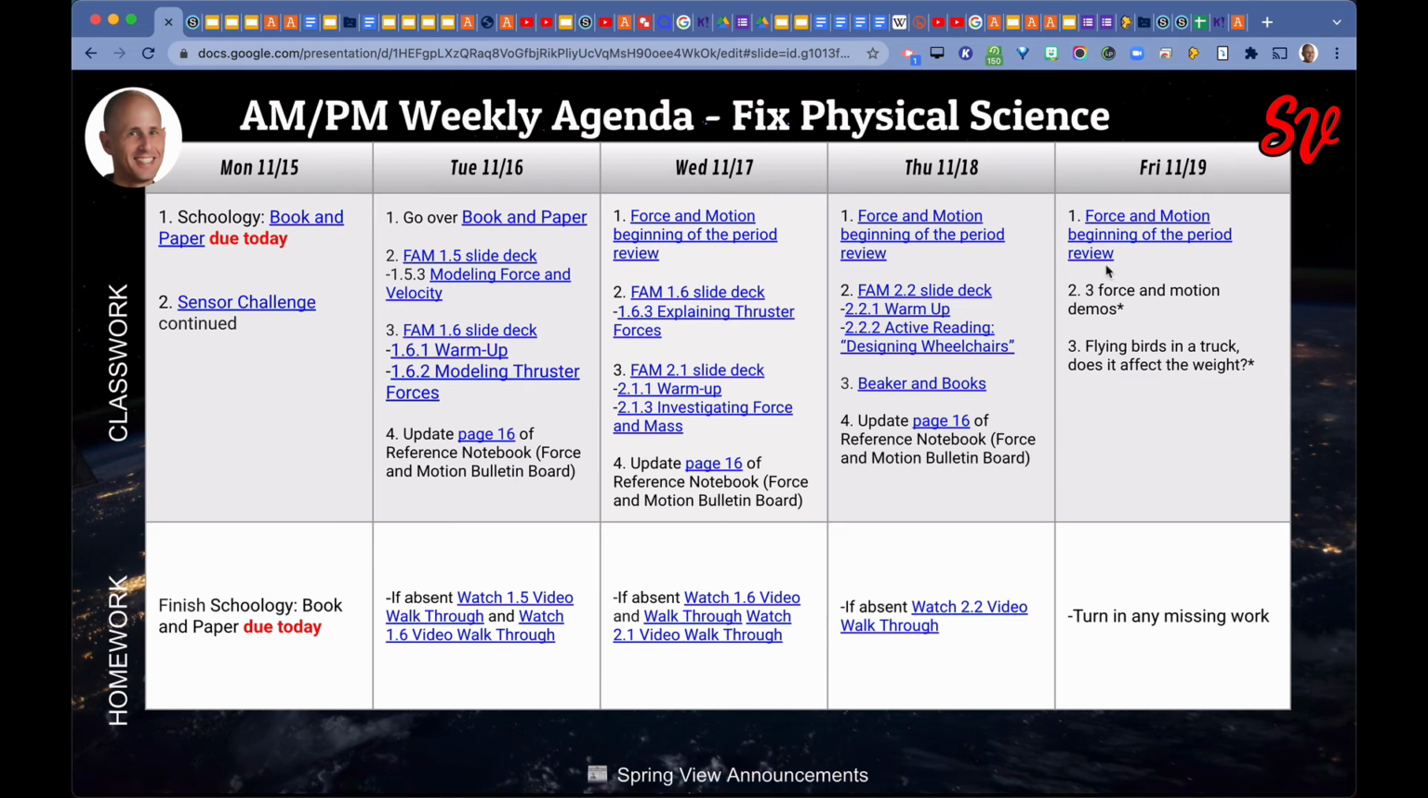And then on Friday, we did a little review activity of what we've been learning the past few weeks in the Force and Motion unit. We actually did one Force and Motion demo, and then we watched a little video. So that's what we did this week.